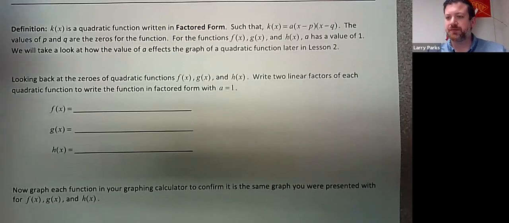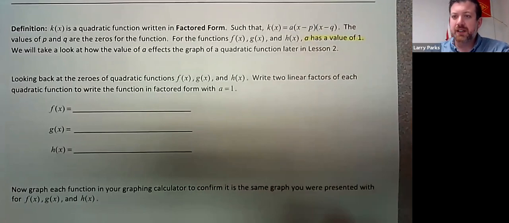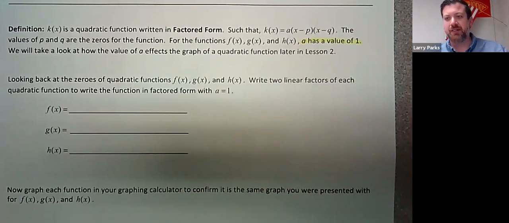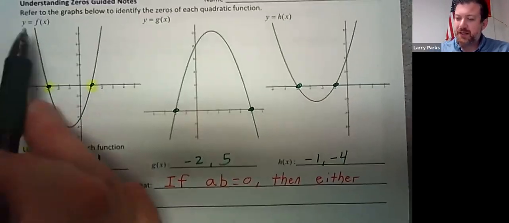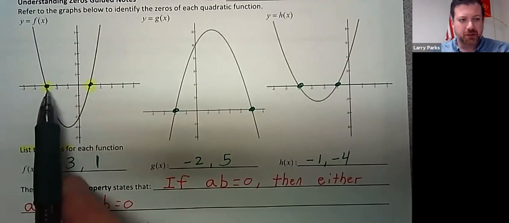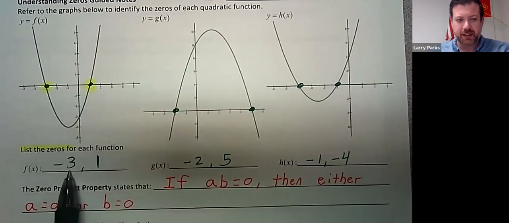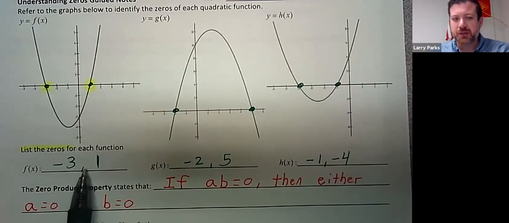So for example, notice they tell us the a value is 1. So we're going to do this with a value equals 1, and then I'm going to show you how to find the a value when it's not 1. So looking at our functions, f of x, the zeros were -3 and 1, right? And so the linear factors would be x plus 3, x minus 1.